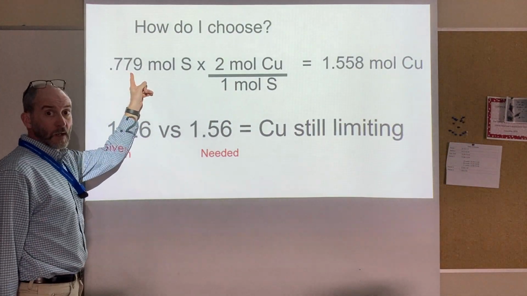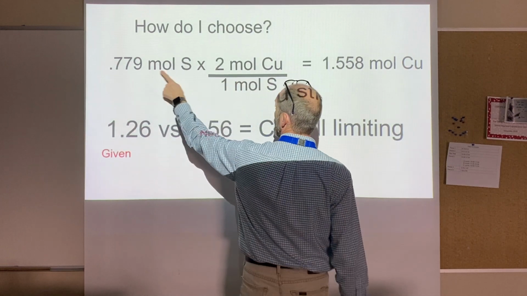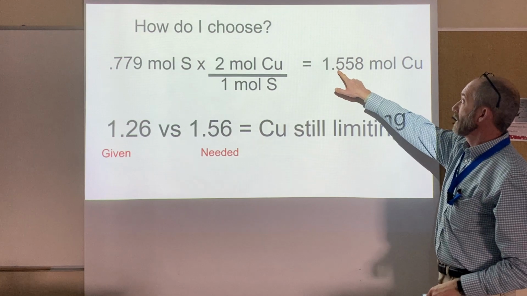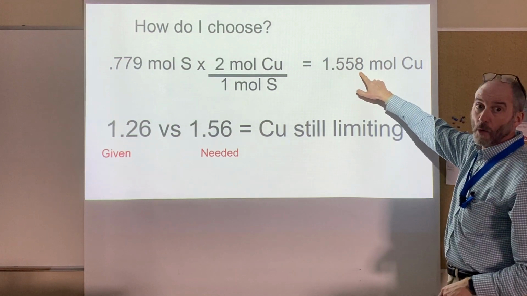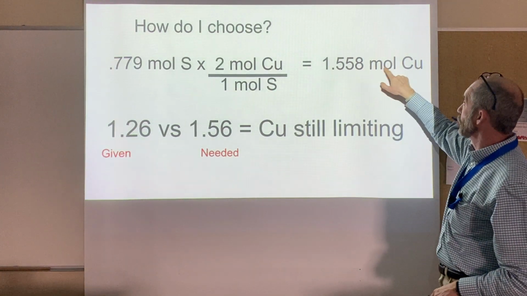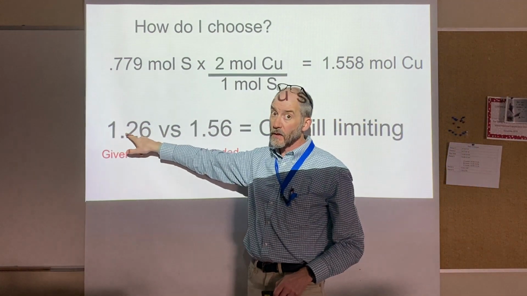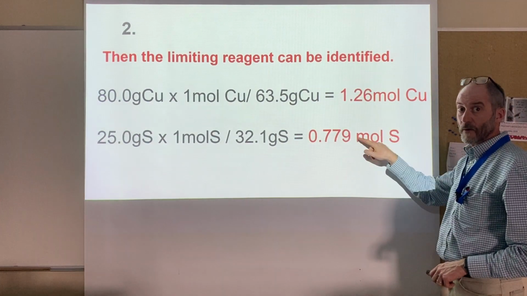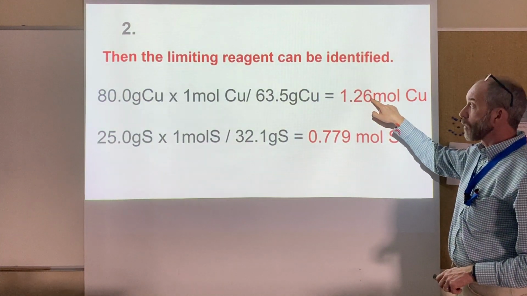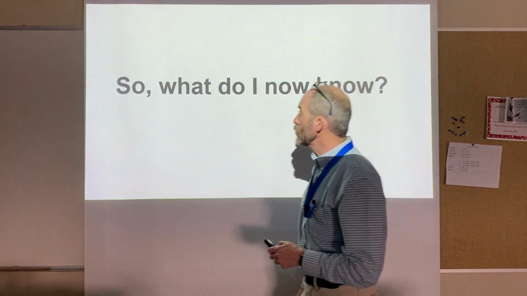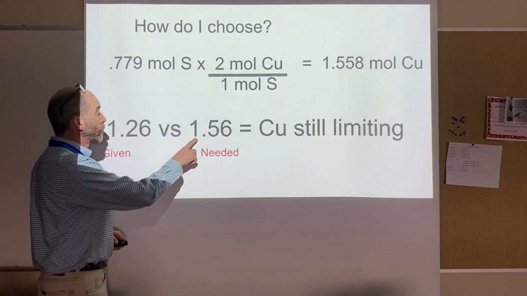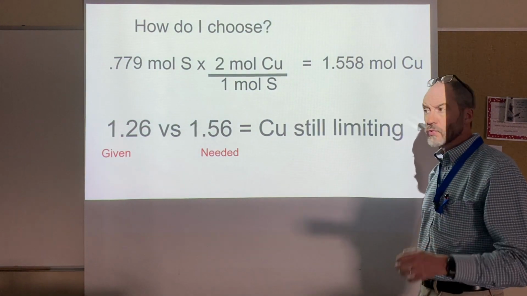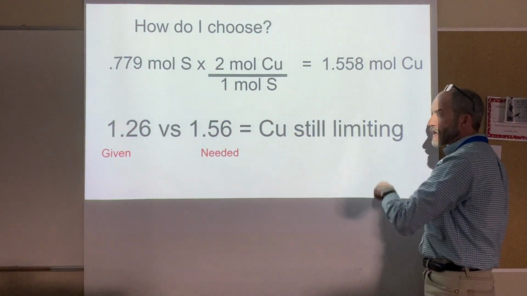So Mr. Day, okay, I'll take the molar ratio and I'll convert from moles of sulfur to moles of copper. But when I do that, I find out that I need 1.56 moles of copper, but you were only given 1.26. How do I know that? Because we calculated it here. So if you were only given 1.26, but you need 1.56, you don't have enough. That makes you the limiting reagent.